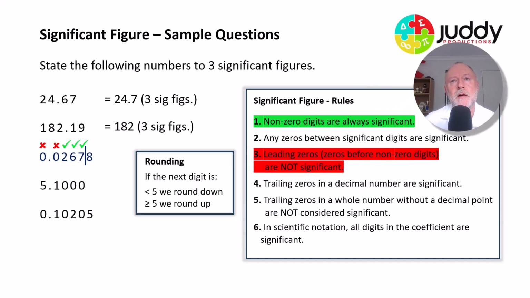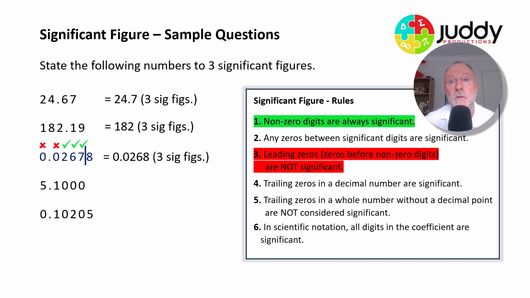So we're going to cut off after the 7, but we have to consider rounding. So the next digit is an 8. Now that's greater than 5, so we round up, which means our 0.0267 rounds up to 0.0268 to 3 significant figures.